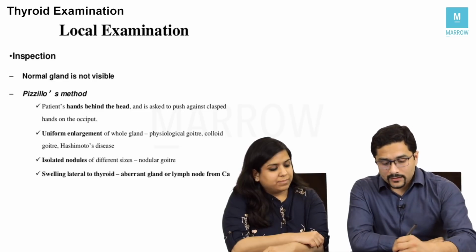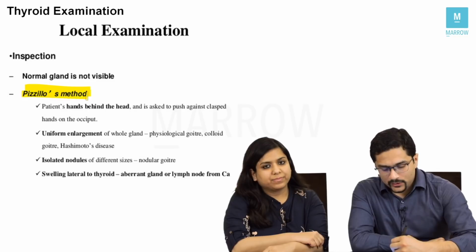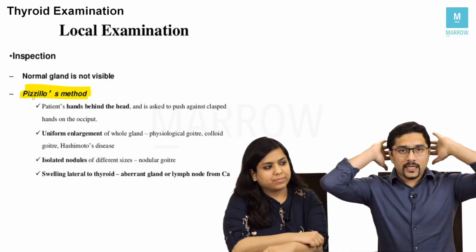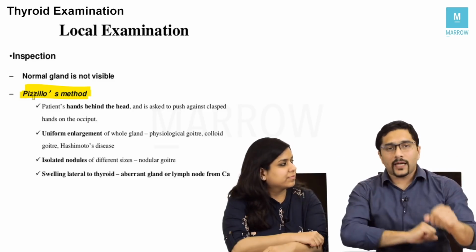You know the 3 methods, and I just want to highlight them quickly for you. You have the Pizzillo's method. In this method, the patient keeps his or her hand behind the head, and then you examine the thyroid swelling.